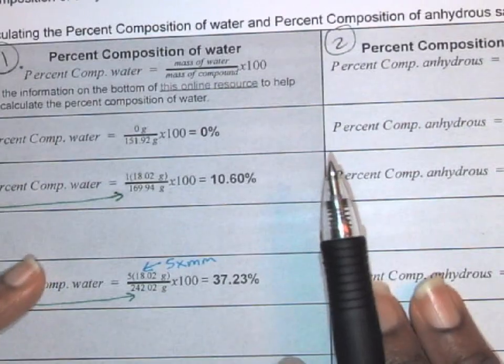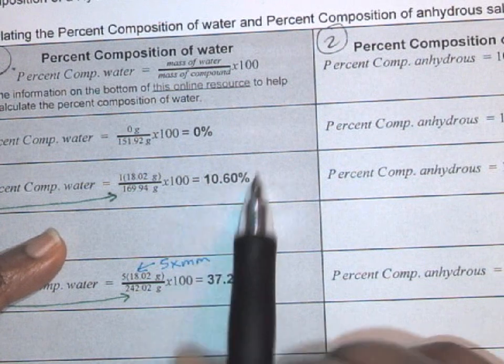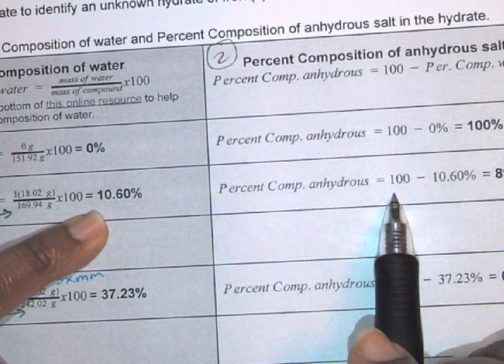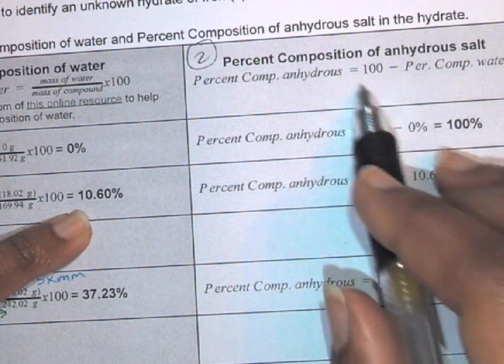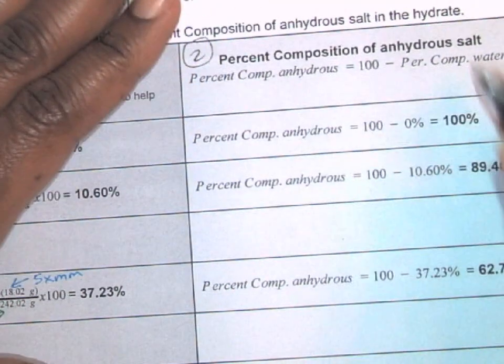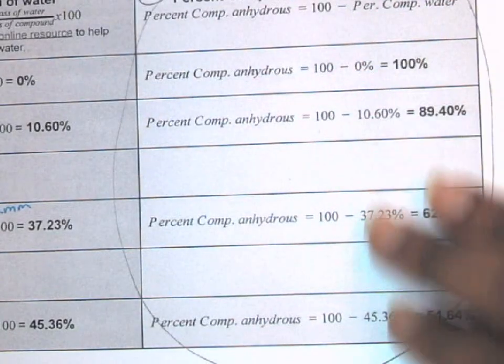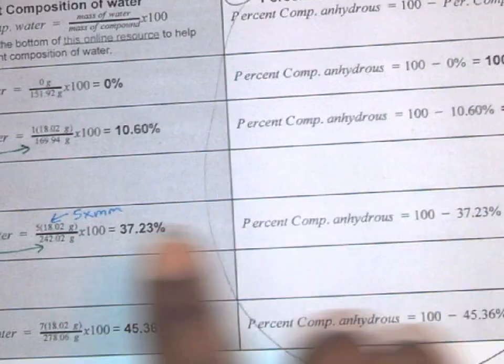Essentially, what you do to fill this out is, if you look at this example here, we got the percent of water to be 10.60%. Well, we would do 100 minus that 10.60, and that gives me the percent of the anhydrous. And that's how you fill out this table. Now, you're going to use the values in this table to figure out what your unknown is. So it's important that you can calculate both of these things.